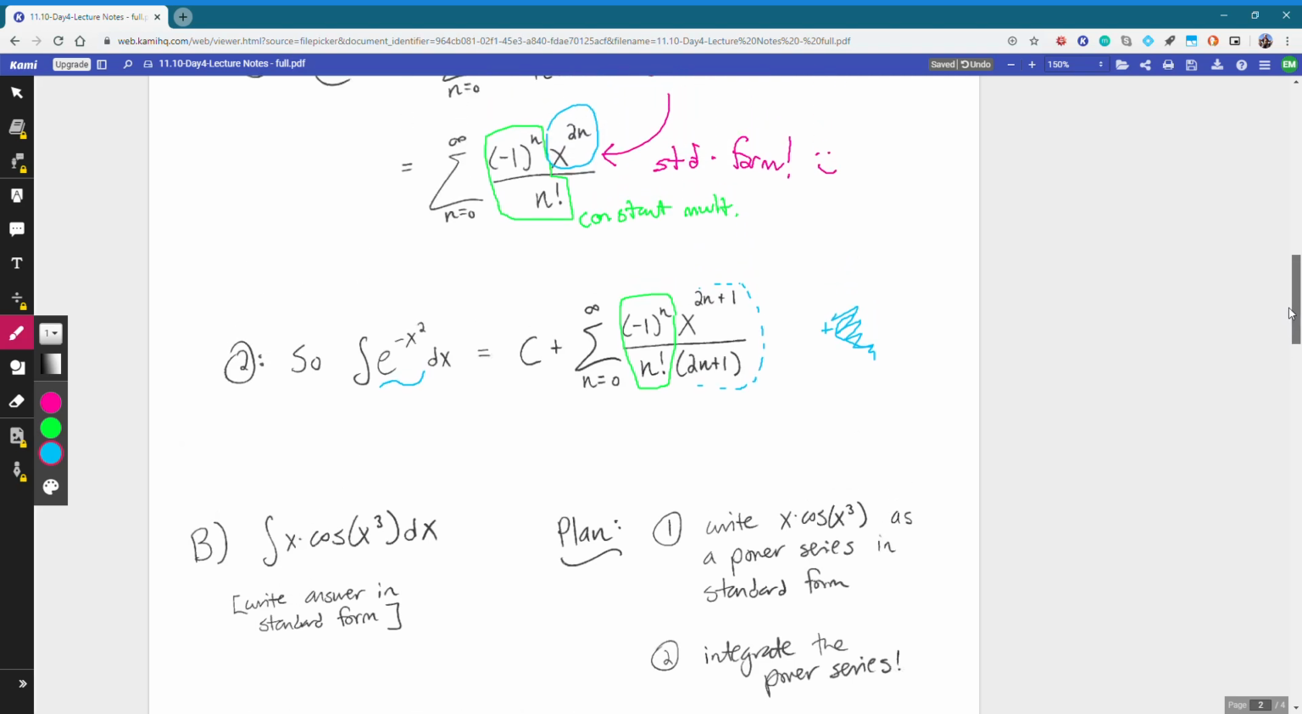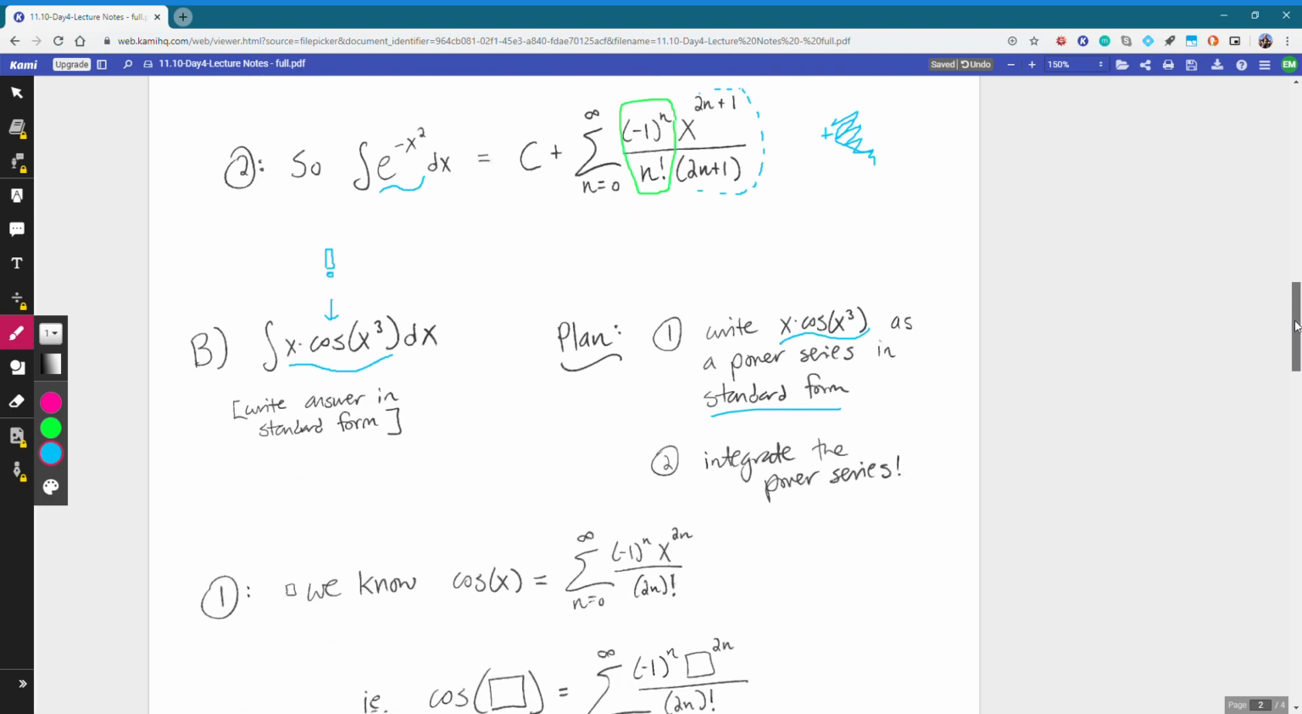All right. So here, the function we're integrating is x times cosine of x cubed. And once again, if we look back at the bag of functions that we know power series for, this isn't one of them. But the cosine should grab our attention. We know a formula for the power series for cosine, and so we should be able to use and adjust that formula in order to write our function as a power series. Again, we want to get that in standard form. And once we have that, we're good to go to integrate.